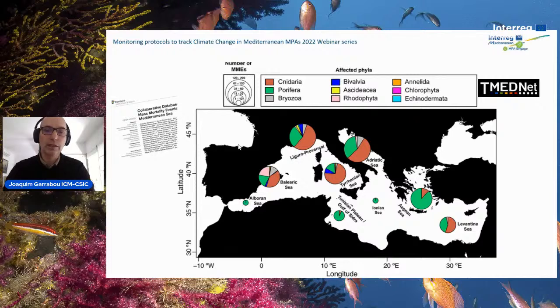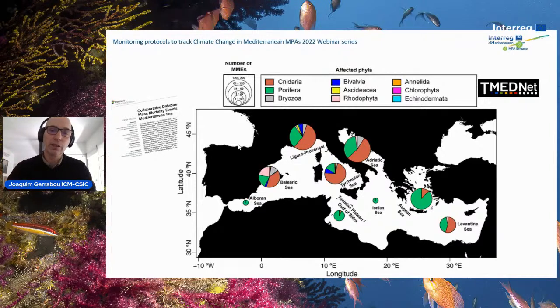And of course, this map was showing the number of mass mortality events in the different ecoregions of the Mediterranean, and the different colors correspond to the different groups of the species that have been affected.